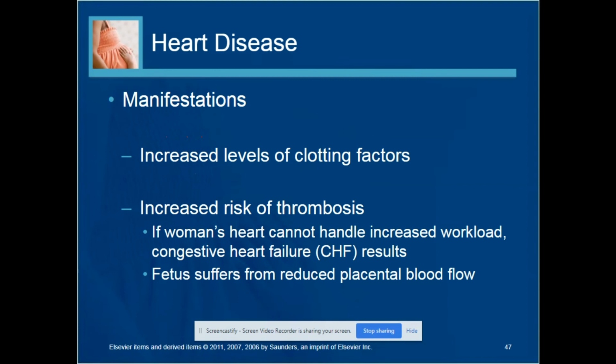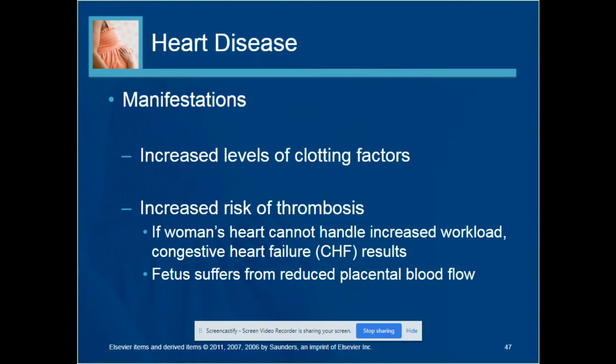Okay, so now we're going to talk about heart disease, and that starts on page, sure does. Sorry. 101 down at the very corner.